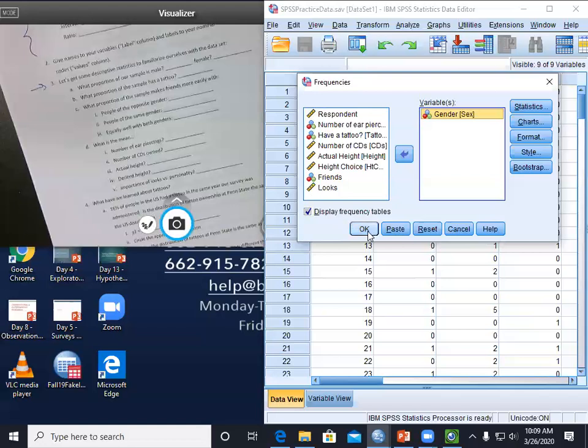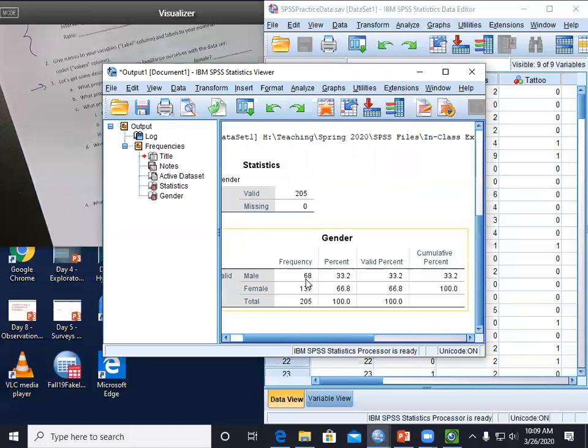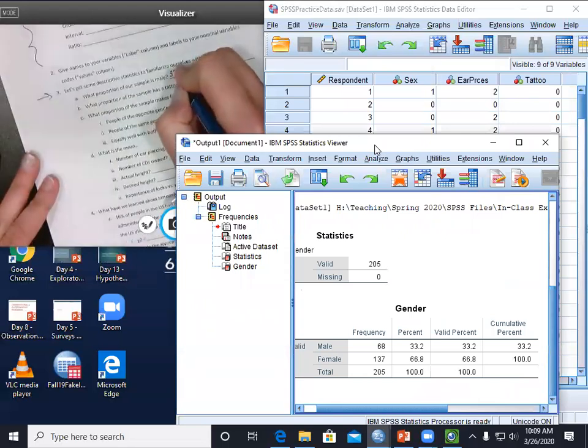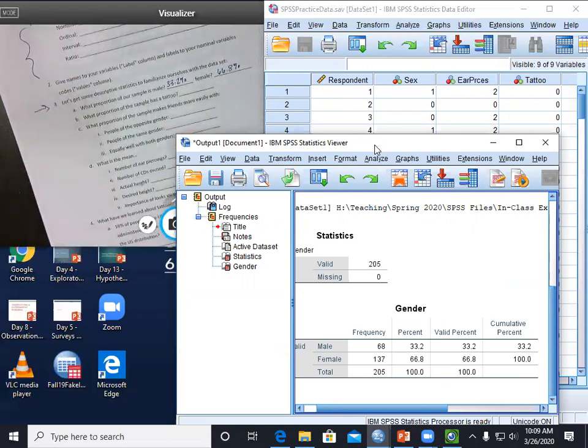We click OK, and here on our output screen, we can see that 68 out of 205 people in the sample circled male, and that's 33.2%. So I'm going to write: 33.2% of our sample is male, and 66.8% of our sample is female. So two-thirds of this sample is female and one-third is male.